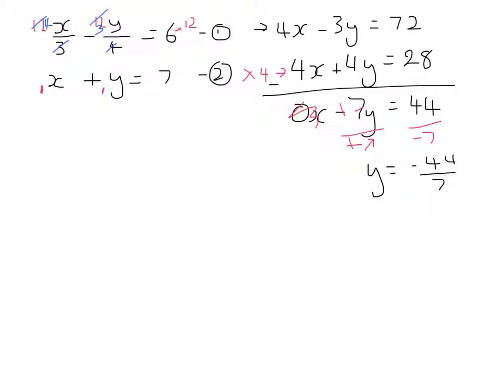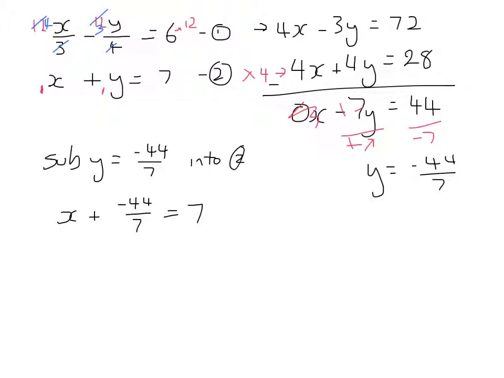And what we now need to do is substitute that back into one of the first two equations. I would sub it back into the second one because it's a little bit easier, I think. So if we sub y equals negative 44 over 7 into the second equation, we have x plus negative 44 over 7 equals 7.